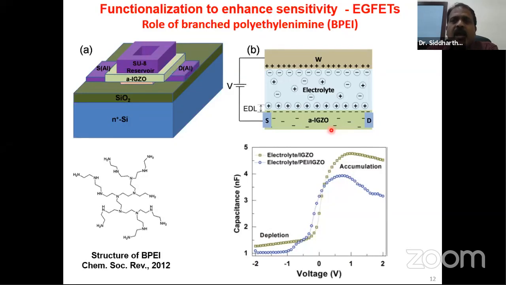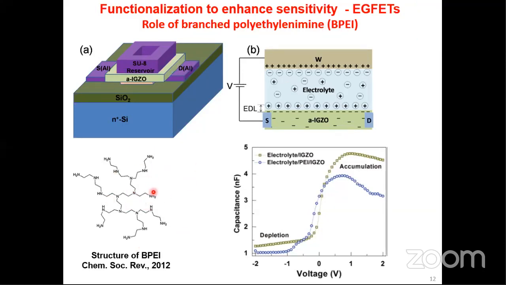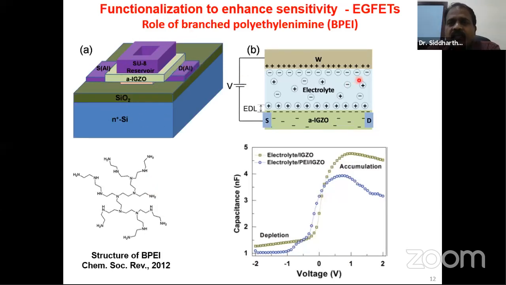Next, we looked at nano-coatings. On the surface of the dielectric, we now used branched PEI, the structure of which is shown here. This is a schematic of the device which was used, and this is a schematic of the electrical double layer, which is formed at the interface of the electrolyte and the solid surface. This EDL plays a very critical role.